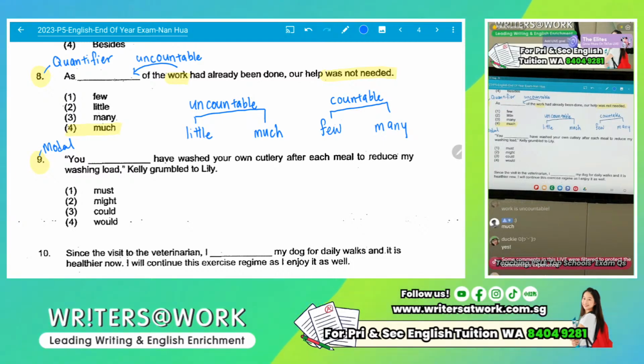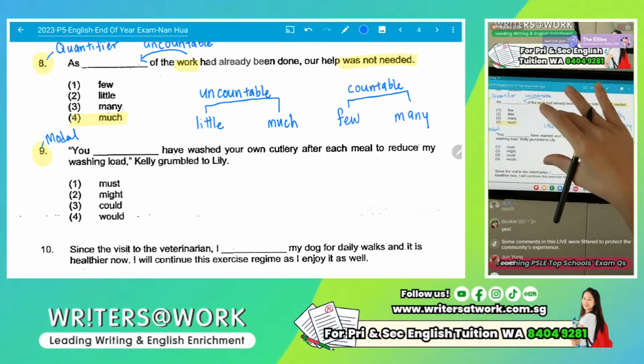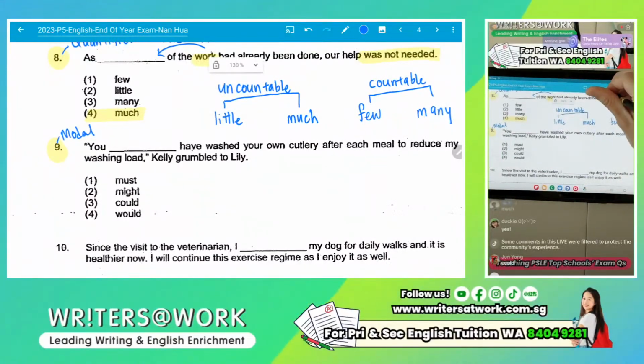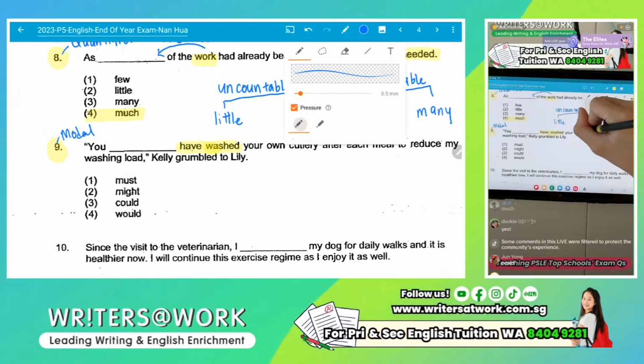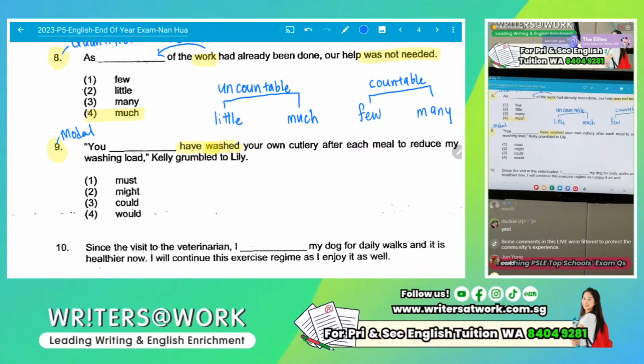Okay. In this case here, Kelly is expressing a dissatisfaction to Lily about Lily not washing her own cutlery after each meal. So in this case, our verb is have washed. Jin Yong has indicated their answer of could. In this case here, you could have washed your own cutlery.